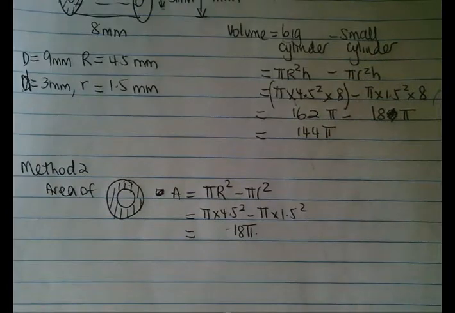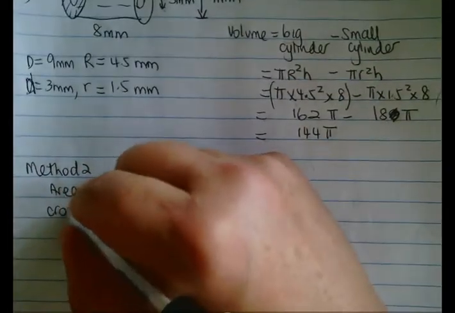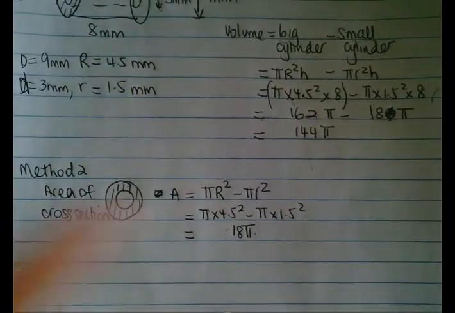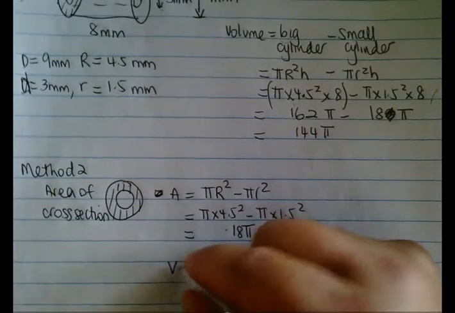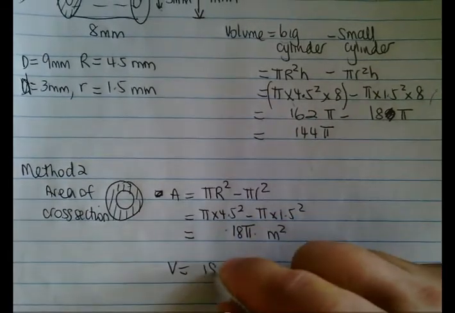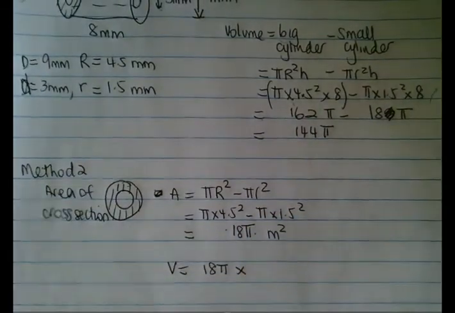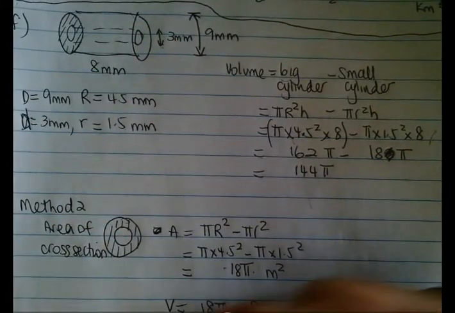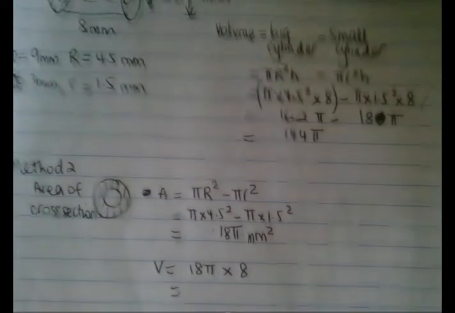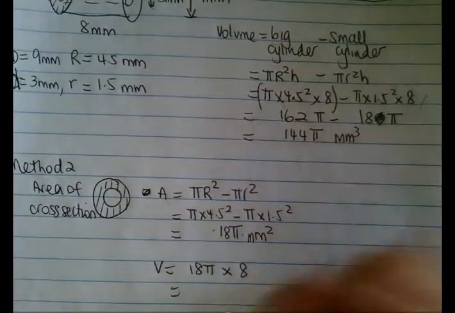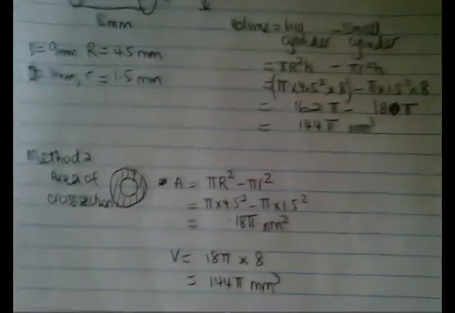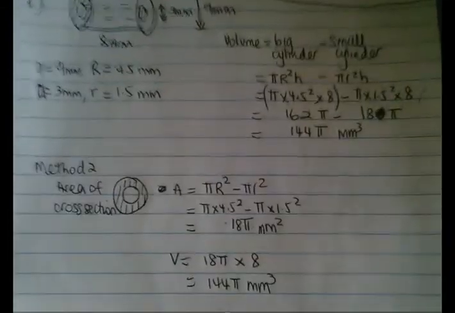Do the uniform cross section first, so the area of the cross section: big circle minus small one. Therefore the volume is 18 pi times how far back that shape goes, which is 8, in millimeters squared, and then you'll get the same answer, 144 pi millimeters cubed. It's up to you, whatever you like. You can do either method. They're both equally fine.